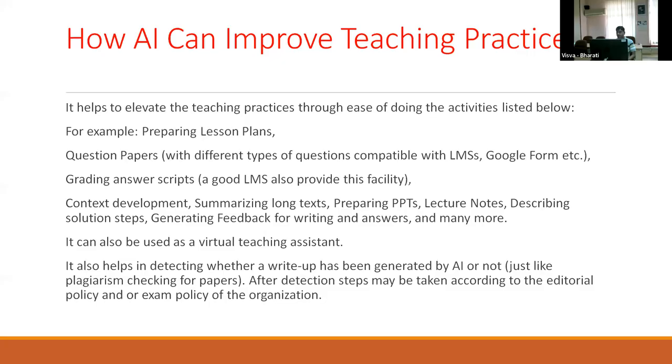Whether a write-up has been generated by AI or not, that is a very, very important point I would like to emphasize. The day before yesterday, there was a session on plagiarism checking. So we know plagiarism is when you have copied from somebody else's work and put it there, and there is software which can check that. But now the issue is, let's say somebody has written an essay using AI. How can you judge that? Most of the time, no human being can judge that it has been written by AI.